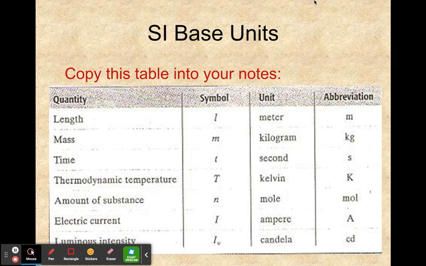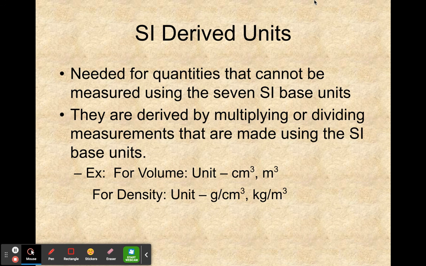Okay, so those are the base units, but sometimes you can't always describe a quantity using the base unit, so you need a derived unit instead. They are needed for quantities that cannot be measured using the 7 SI base units. They are derived by multiplying or dividing measurements that are made using the SI base units.